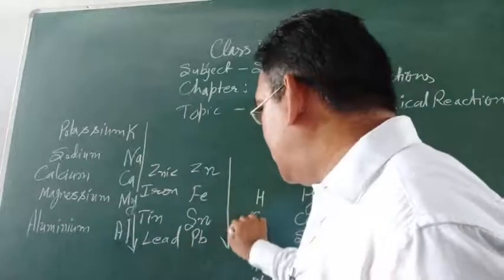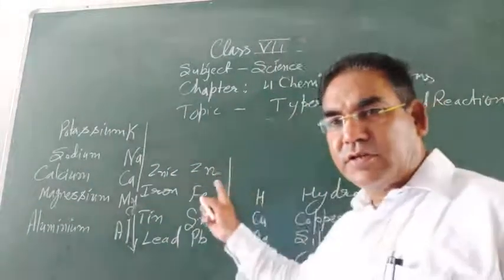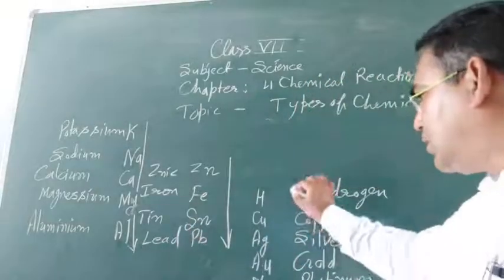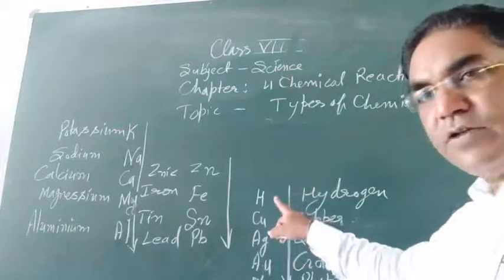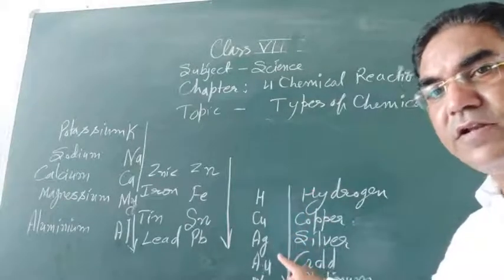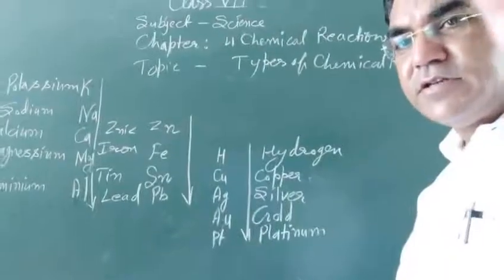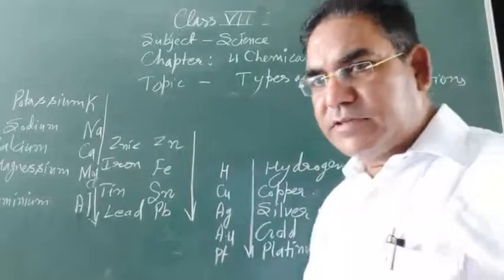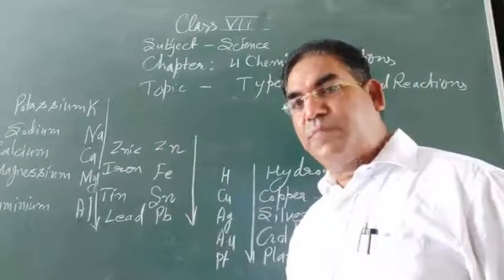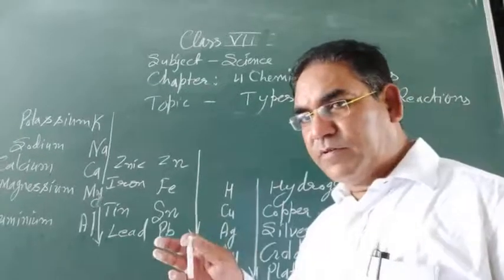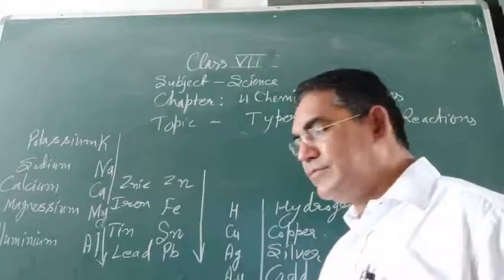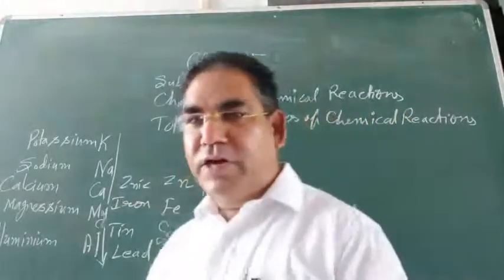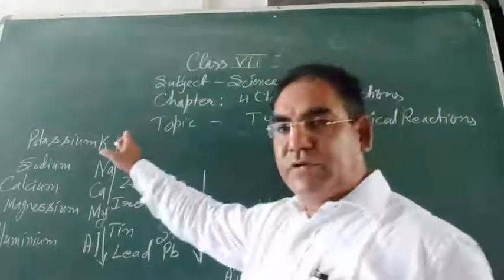Like this, after aluminium come zinc, iron, tin, lead, and after this, hydrogen, copper, silver, gold, and last, platinum. This is the series. You will write this series up to 3 times in your notebook, and you will learn this series. Watch again and again. You will be able to learn this reactivity series.